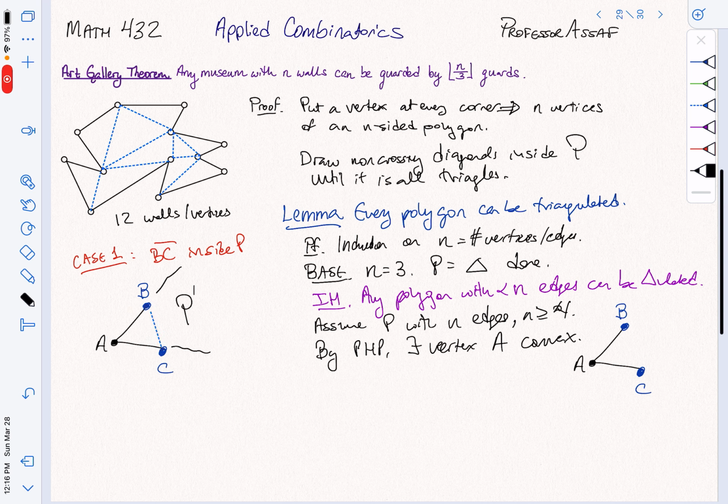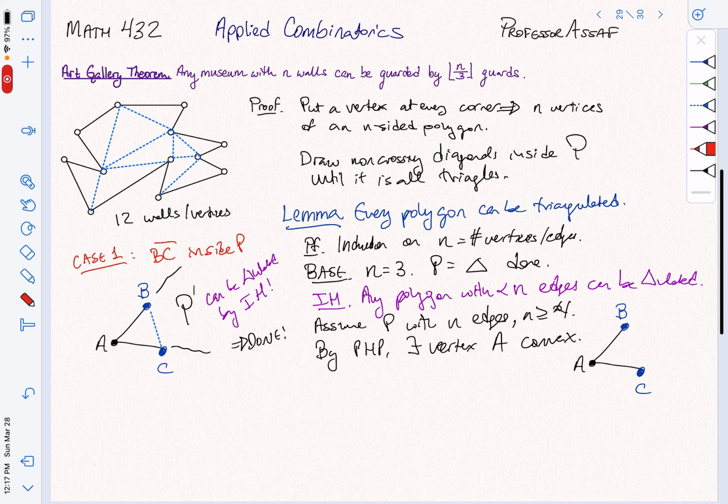So P prime can be triangulated by the inductive hypothesis. Now I have a full triangulation of P, because I triangulate P prime and then I've got this triangle here. So in this case, I'm done. That's case 1. But it's not necessarily true that BC is inside P, right?